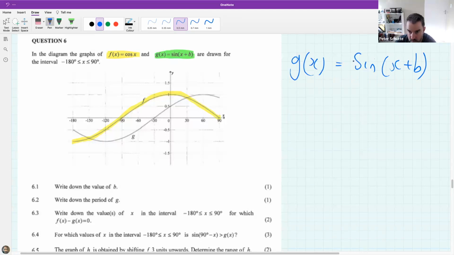That is not an amplitude change. It's not a period change. It's not a vertical shift. It's something else. What is the type of change? What does this plus b do to the graph? Because the first question is to say, what is the value of b? What is the one type of change we haven't dealt with?